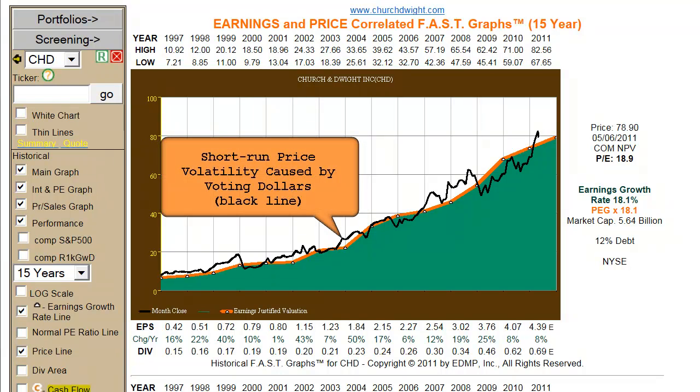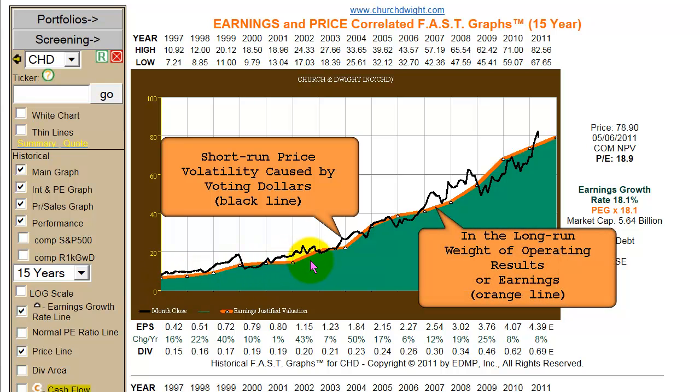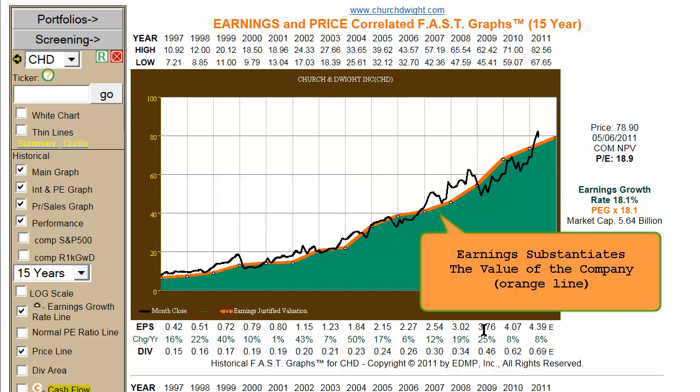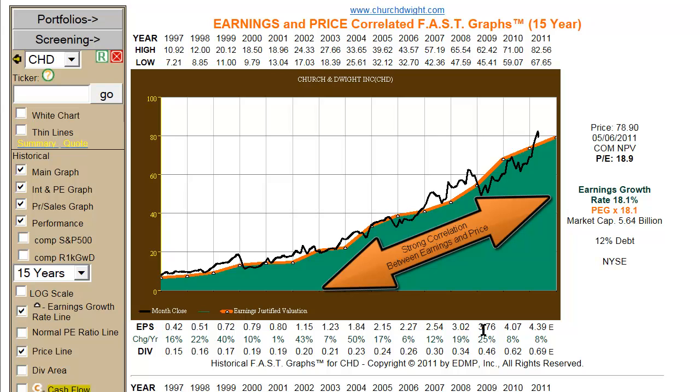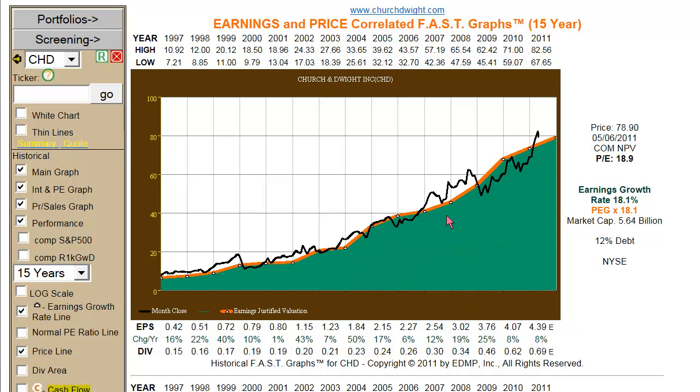In other words, short-run price volatility, the black price line, is caused by voting dollars. However, in the long run, the weight of operating results, or earnings, the orange line, substantiate the value of the company. The F.A.S.T Graphs research tool provides graphic evidence in pictorial form that illustrates Ben Graham's famous investing lesson. The F.A.S.T Graphs charting tool correlates stock prices, the black line, with earnings, the orange line, thereby providing a clear depiction of true worth valuation, or intrinsic value as some like to refer to it.